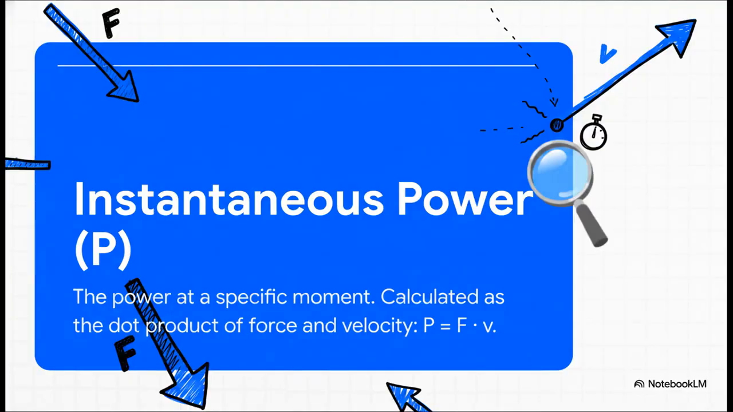Tool number 1, instantaneous power. Think of it as a snapshot. What's the power doing at this exact moment in time? The way we calculate it is with a dot product between the force vector and the velocity vector. And remember, the dot product spits out a single number, a scalar, not another vector. It's basically answering the question, how much is the force helping or hurting the motion right now?